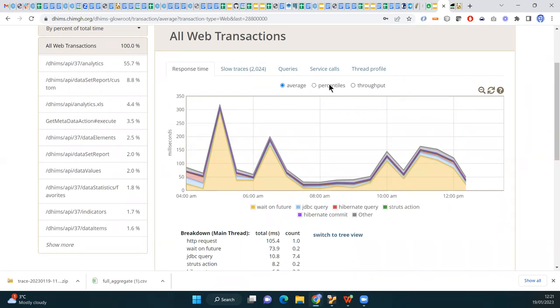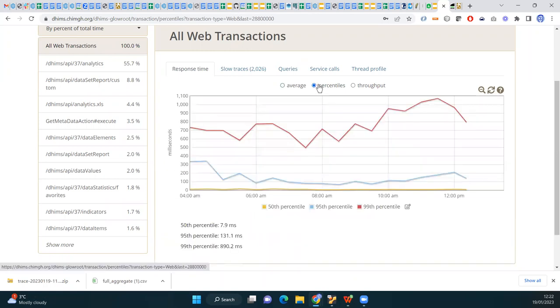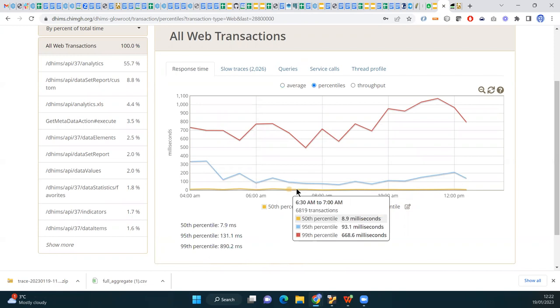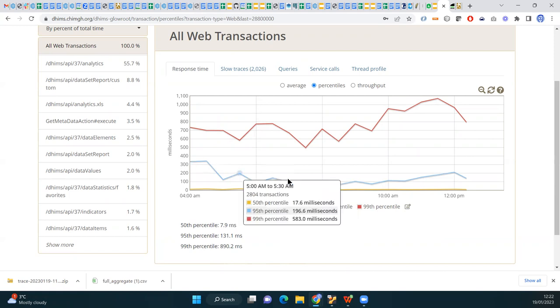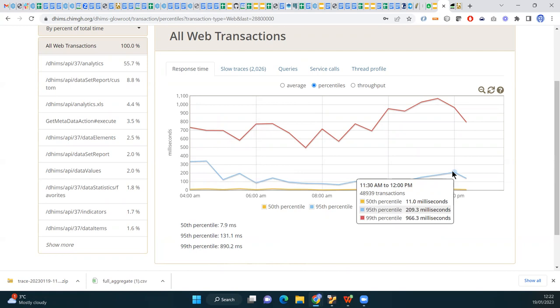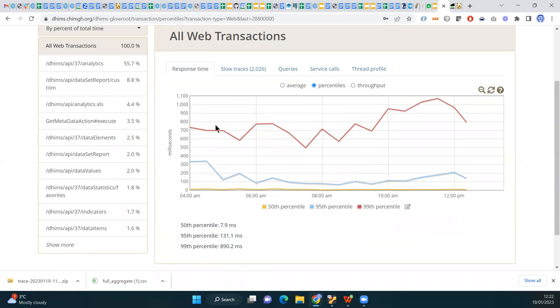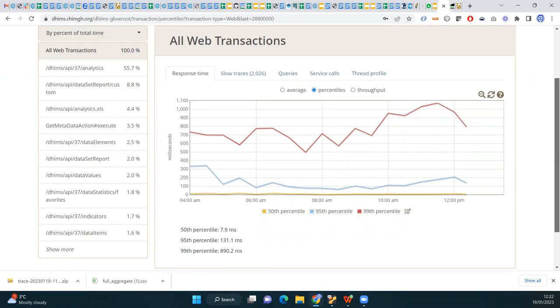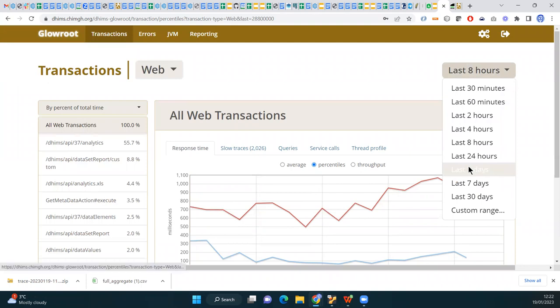The other thing worth looking at, in fact, is the percentiles. Percentiles just show you that 50% of the connections are down here, giving you a response in 7.9 milliseconds. Up to 95% of connections are giving you a response time of 200 milliseconds, which is not bad. And we're having very few heavy ones, only about 1%, in the 99th percentile, where we're seeing a couple of these going up quite a bit higher. We can see how that pattern looks compared to yesterday. Let's go back 2 days.